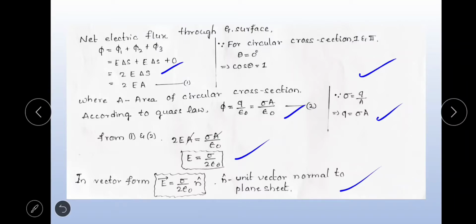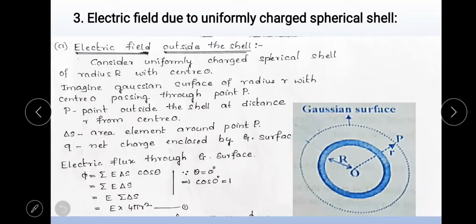Next, the third application. Actually, it is the deleted portion of your syllabus, but still you need to know it. The electric field due to uniformly charged spherical shell. There are 3 cases: the electric field outside the shell, the electric field on the shell, and the electric field inside the shell. Let us discuss one by one.